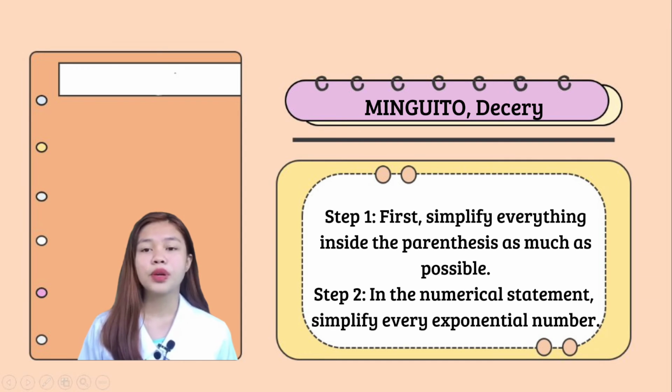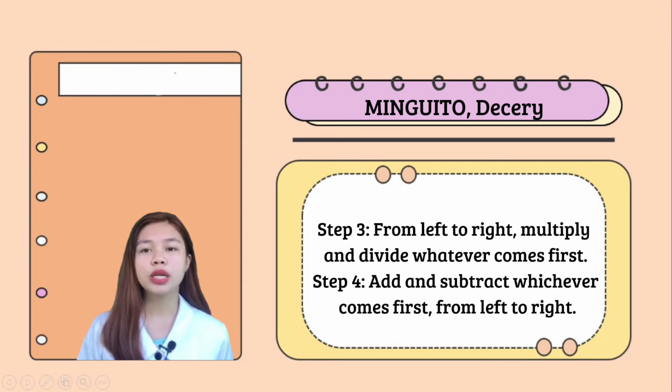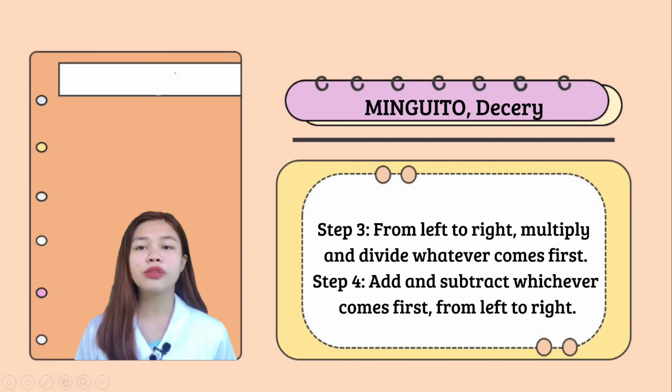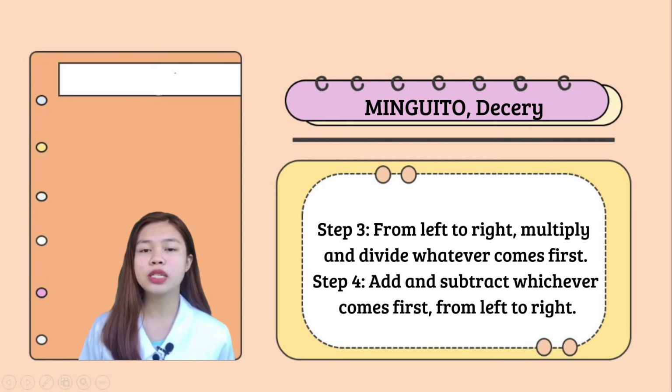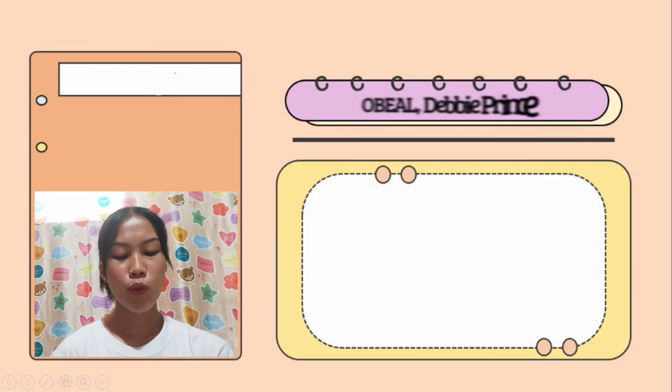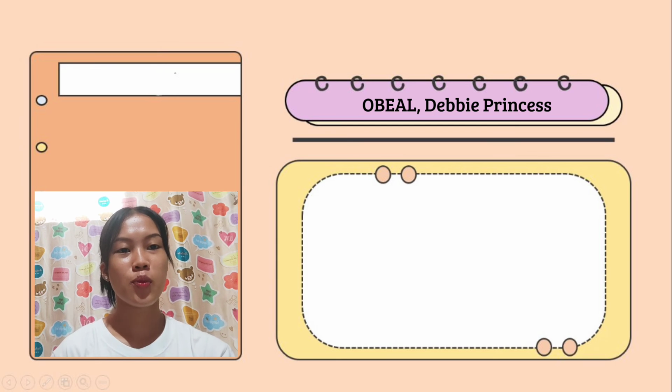Step 1. First, simplify everything inside the parentheses as much as possible. Step 2. In the numerical statement, simplify every exponential number. Step 3. From left to right, multiply and divide whatever comes first. And step 4. Add and subtract whichever comes first from left to right. In performing operations in mathematical expressions correctly, we will use PEMDAS.